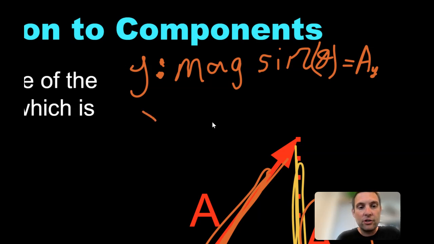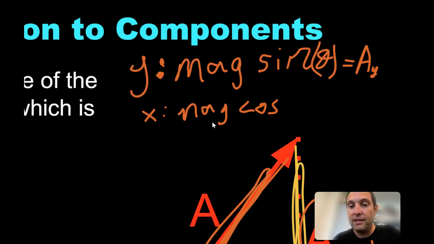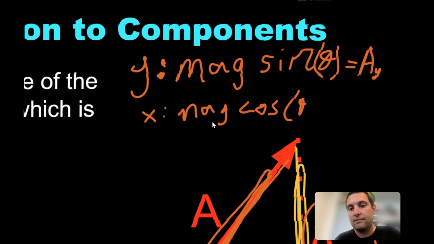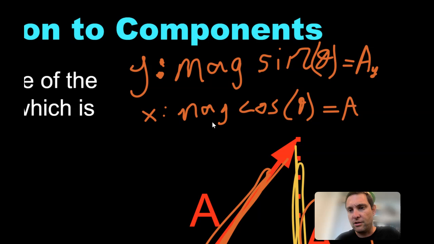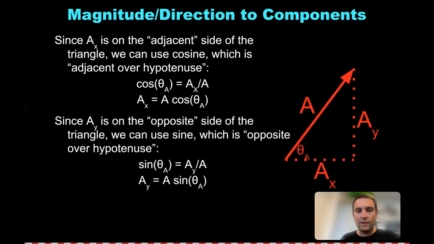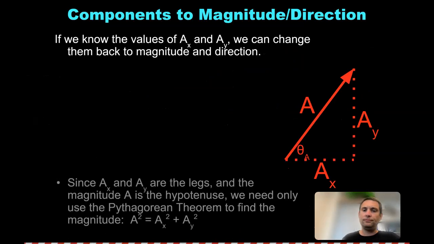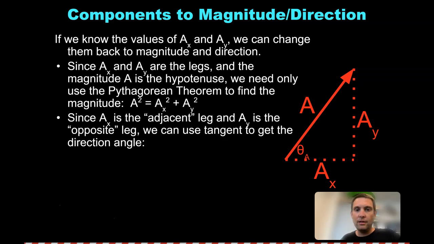In the x direction, we can do the magnitude, which is our hypotenuse again, times cosine, because the horizontal component in this case is touching our angle, and touching means adjacent. Okay, that's the really long, drawn-out piece to it.